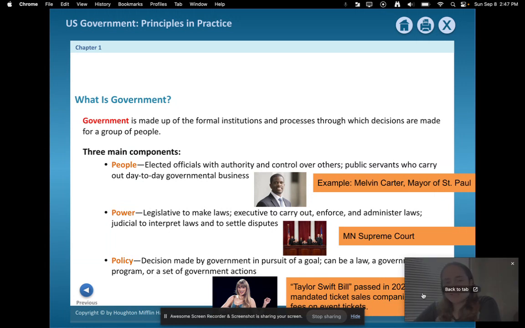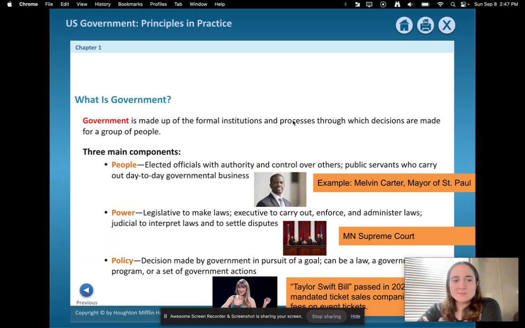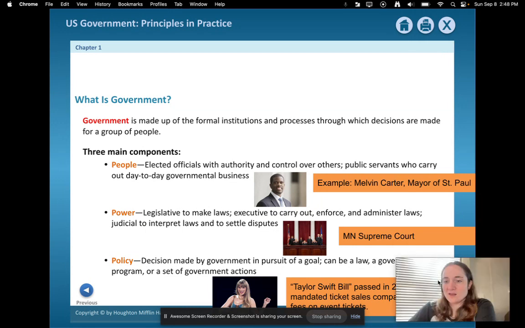There are three main components to government. The first one is the people. People elect officials with authority and control over others, public servants who carry out day-to-day government business. An example of that would be Melvin Carter, who is the mayor of St. Paul. Another main component is power: legislative to make laws, executive to carry out, enforce, and administer those laws, and judicial to interpret laws and to settle disputes. A good example of that would be the Supreme Court. They're going to be the ones interpreting a lot of Minnesota laws.